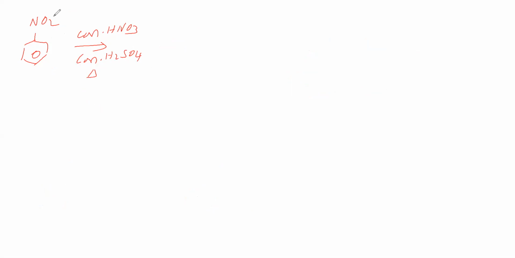This NO2 group is an electron withdrawing group. Therefore it is a meta director. So nitration is possible at meta position. So we will get meta-dinitrobenzene. Next, one nitro group we will convert into NH2 group. Another nitro group we will keep as it is.